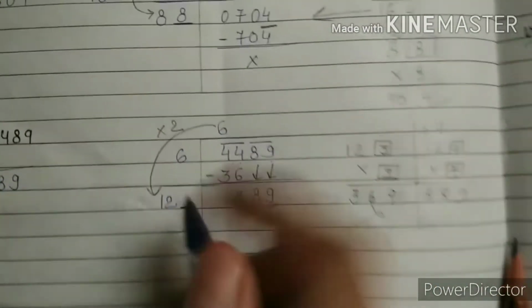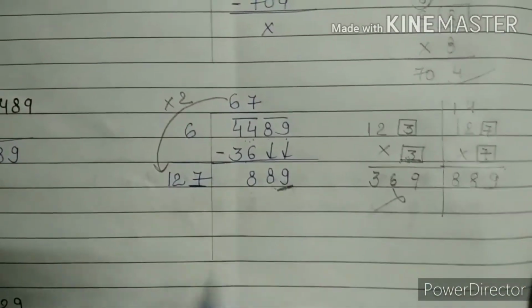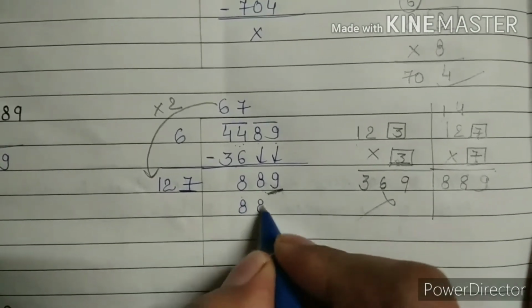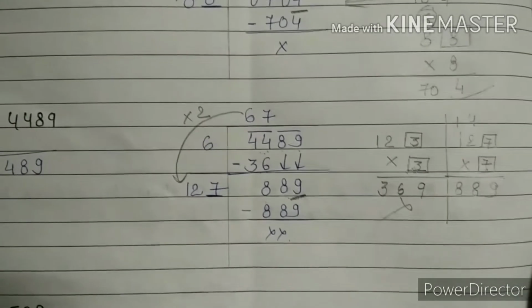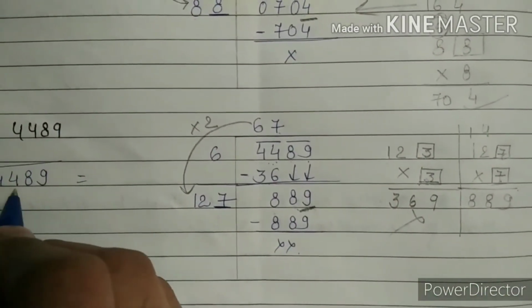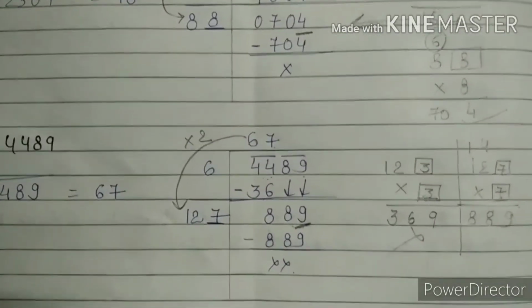So 7 one time will come here and next time it will come upside. So 7 will multiply by 127. Its answer is 889. After subtraction, here is 0. So answer is 67. So square root of 4489 is 67.